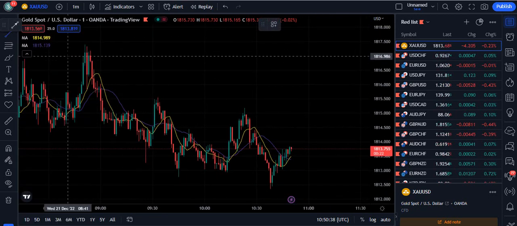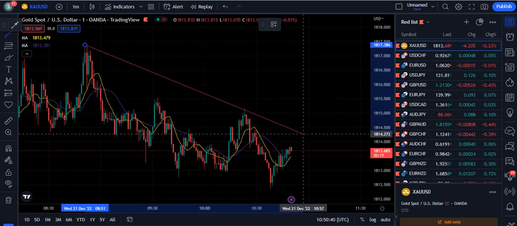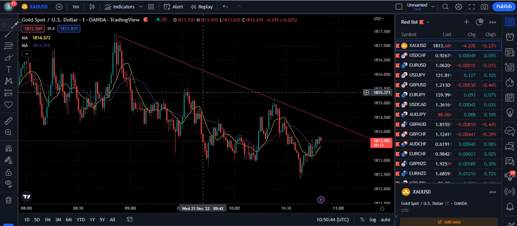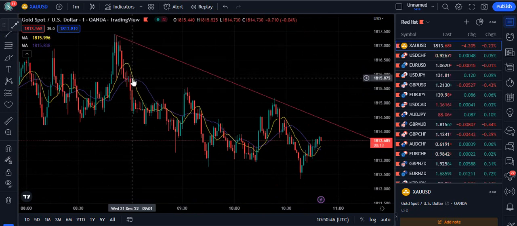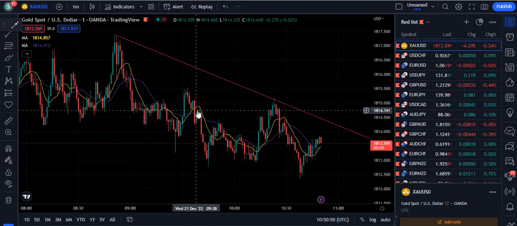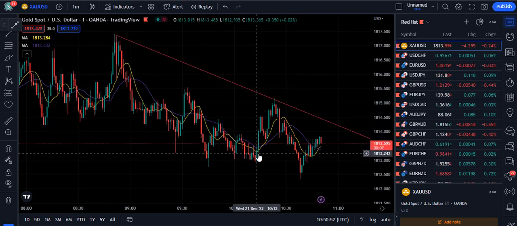I'm going to pick another trend line. You can see this is the gold 1 minute chart, and as per the trend line we are in the downward trend. So keep on selling. Okay, this sell crossover, keep on selling. Gold is down. Okay, bullish crossover, do not take this. Again you sold, you can see again the price is down.